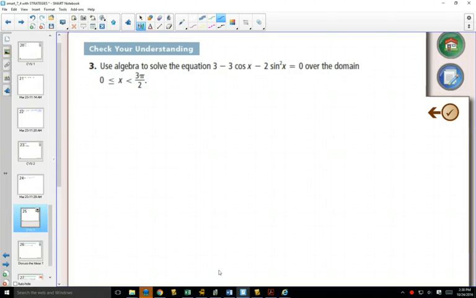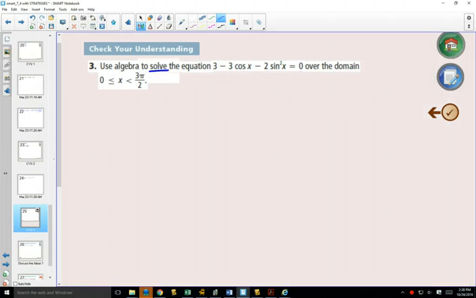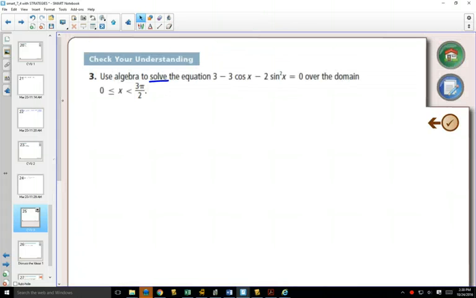So again, we notice that this question says solve. And it's not a proof question. So you're allowed to work on both sides. And we're trying to find the values that work out to make this equal.